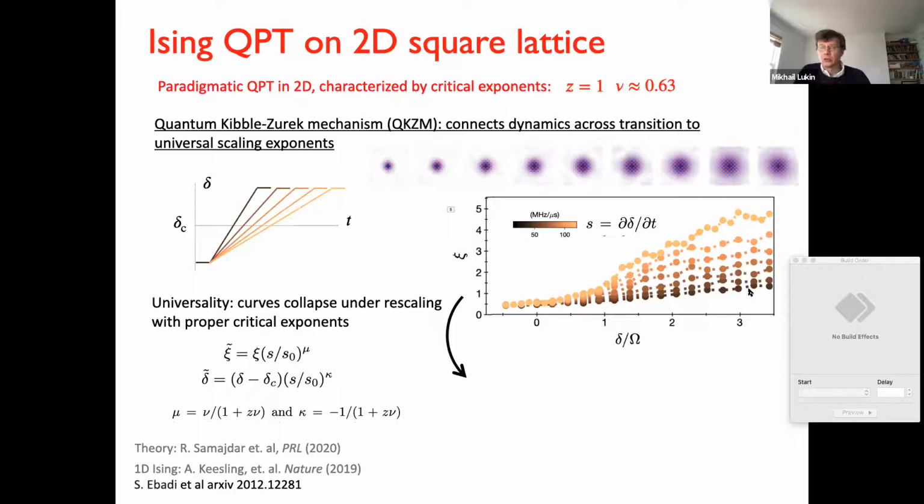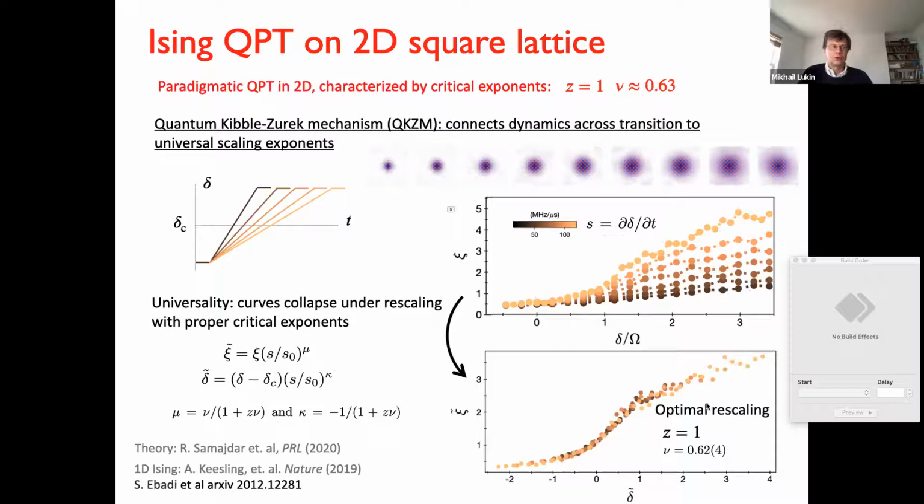And actually, if we do it, indeed, we observe this collapse, and from this collapse we can extract quantitatively these exponents, which match the ones that are known, predicted theoretically for this transition.